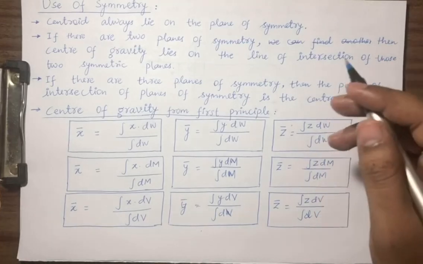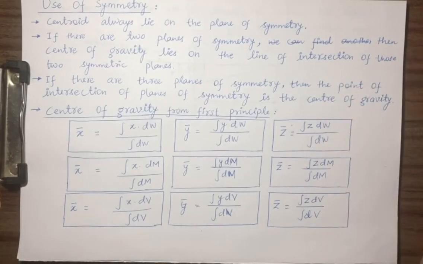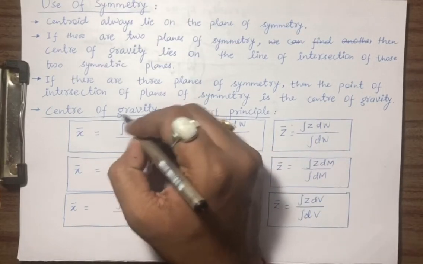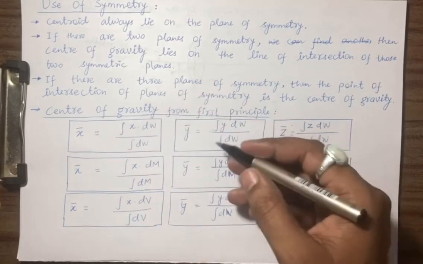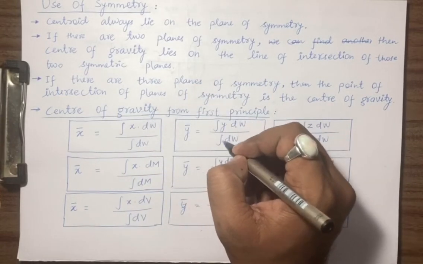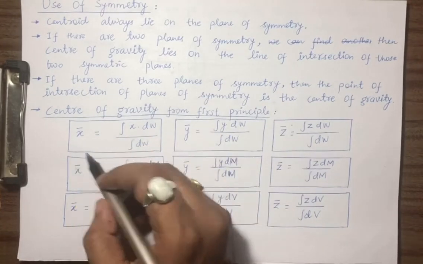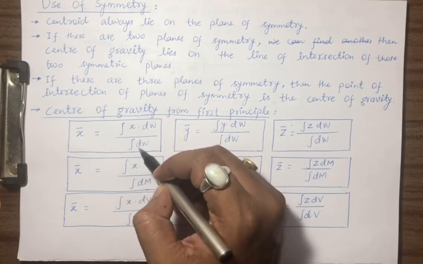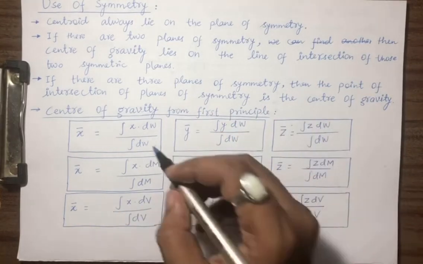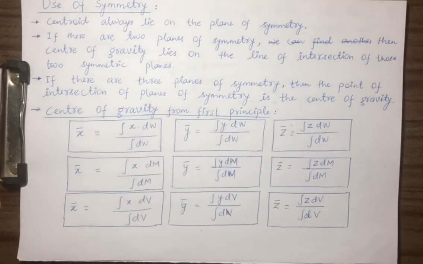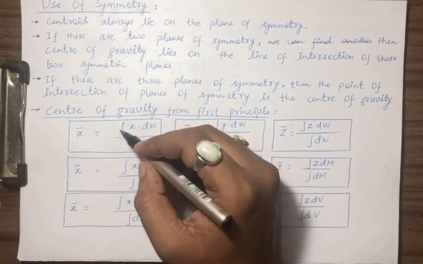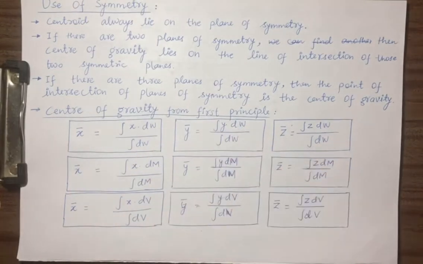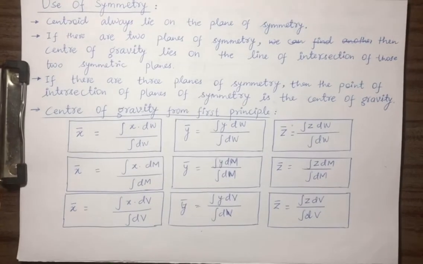In the previous formulas we saw, it was for a discrete body, but if a body is continuous, then the summation sign will be replaced by the integration sign. This you might have learned in your mathematics classes. So x bar will be integral x dW divided by total weight, where total weight is integral dW. Similarly, you can see these formulas. We have to put limits in such a way that they cover the whole body. The complete body should be covered with these limits, so you have to be careful.